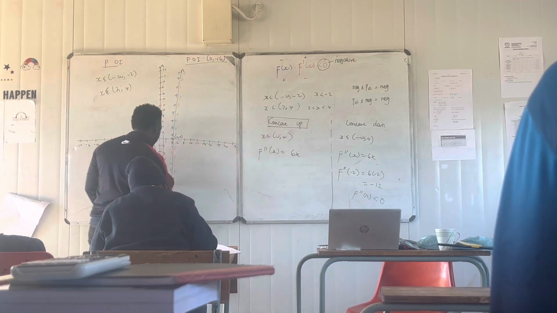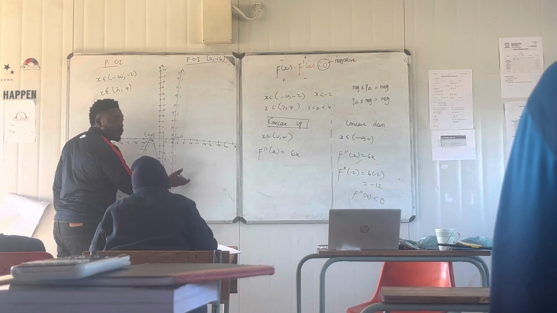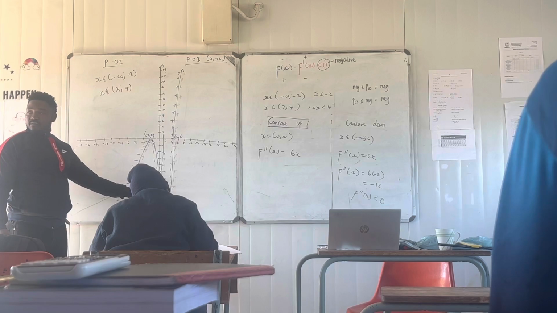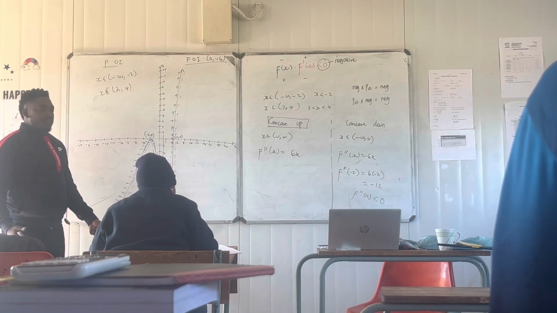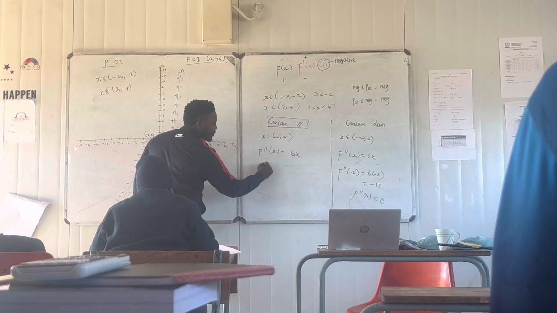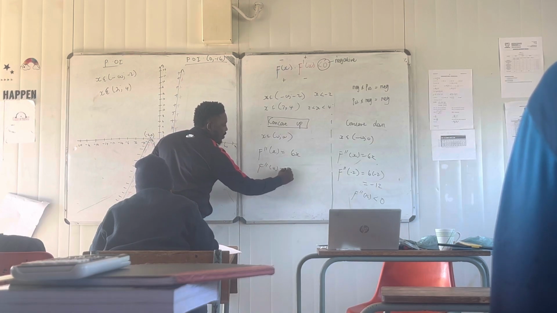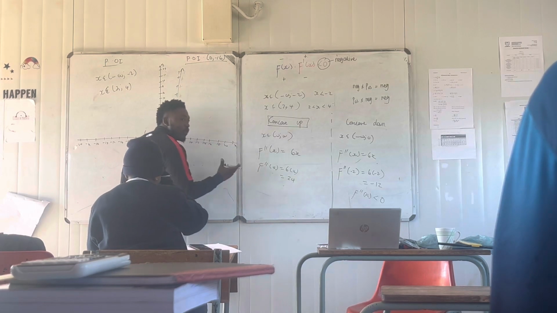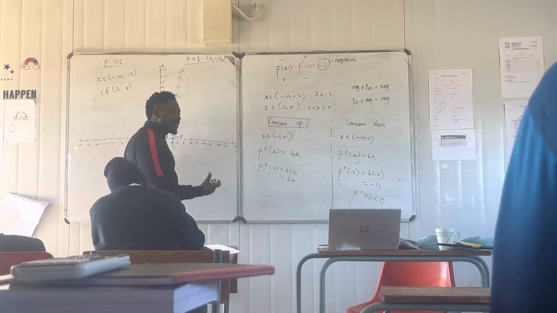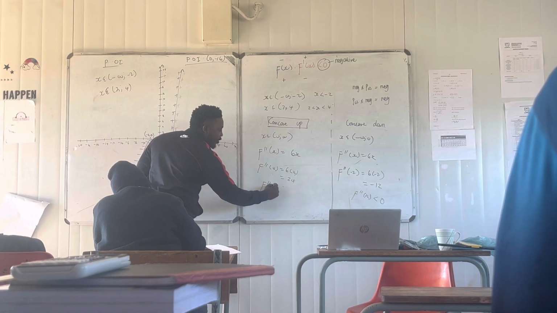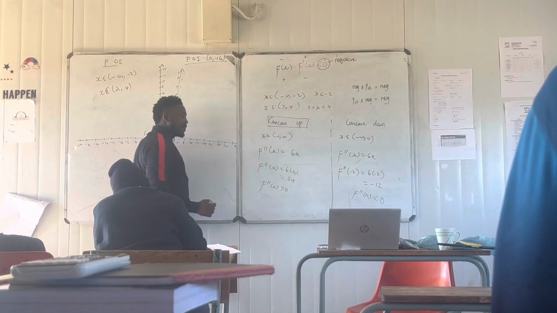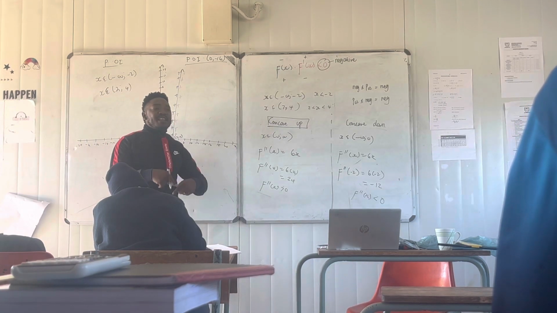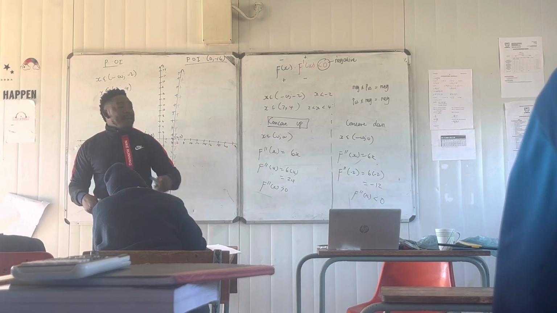Now for concave up, let's pick any value that is greater than 0. You can take 4. It's giving us 24. Now we look at the sign. The value doesn't matter, we look at the sign. If you look at this side, the second derivative is greater than 0.